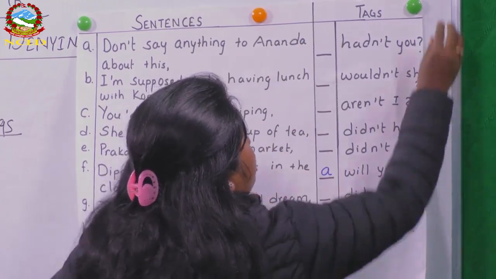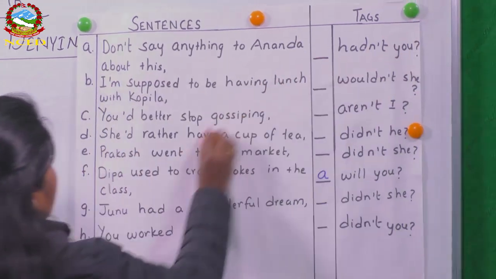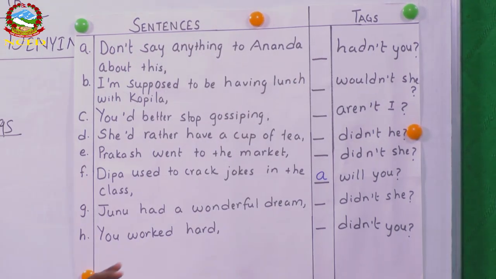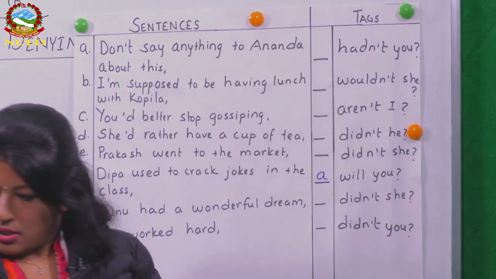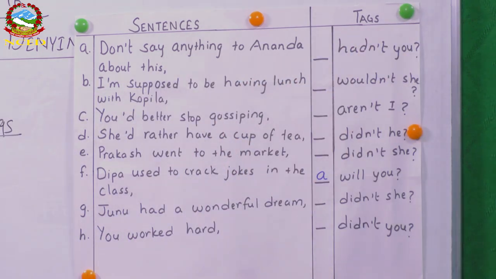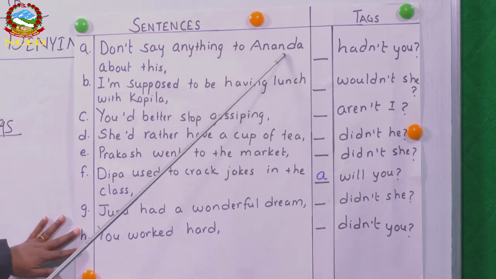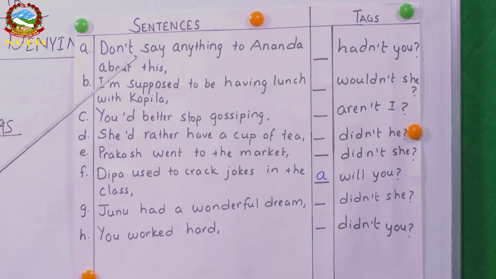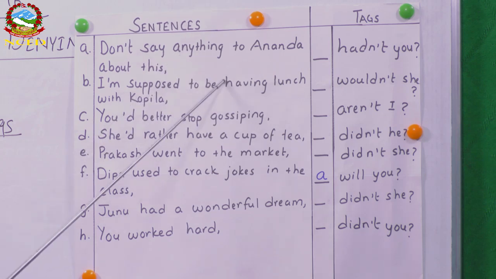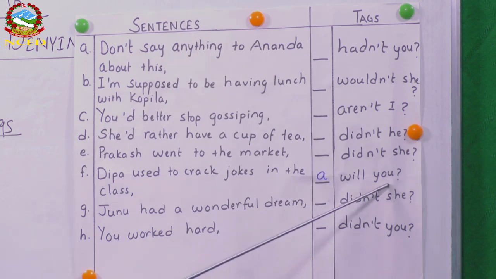Okay, so the chart is like this, the table is like this. Okay, so let's read the statements. Number A, don't say anything to Ananda about this. This is an example and it is already done for you, right? Don't say anything to Ananda about this. So this is imperative type, right? Imperatives. So what do we need? Will you? Will you is required.